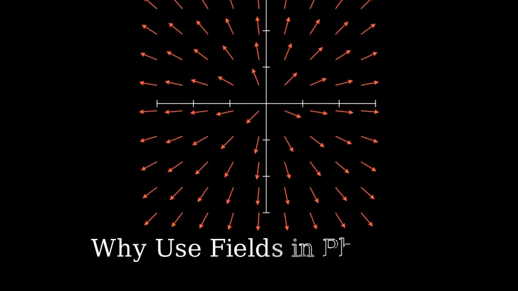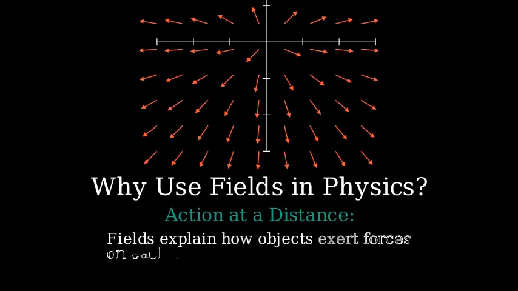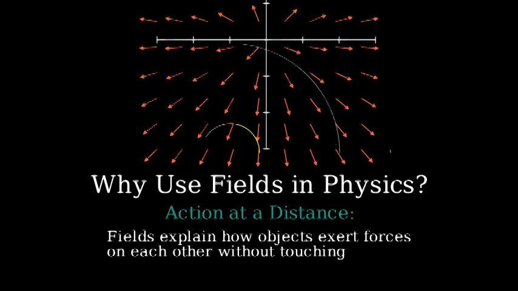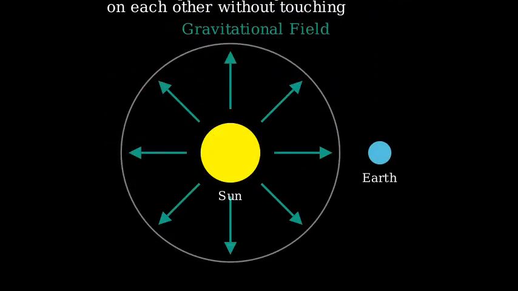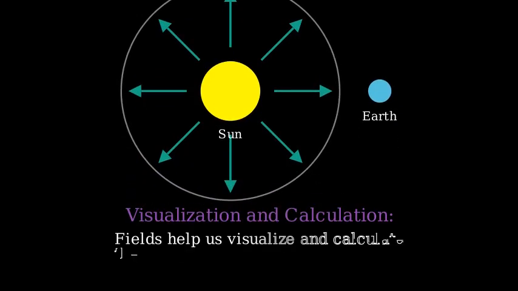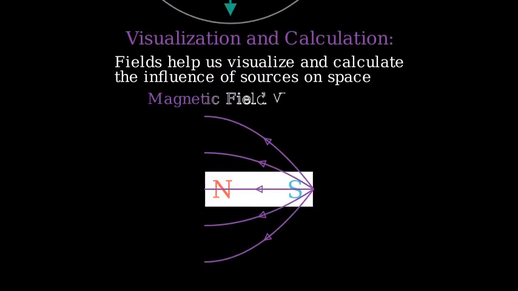Why do we use fields in physics? First, fields help us explain action at a distance: how objects can exert forces on each other without touching. For example, the Earth orbits the Sun due to the Sun's gravitational field, even though they're not in direct contact. Second, fields help us visualize and calculate the influence that a source like a mass, charge, or magnet has on the space around it and on other objects within that space.